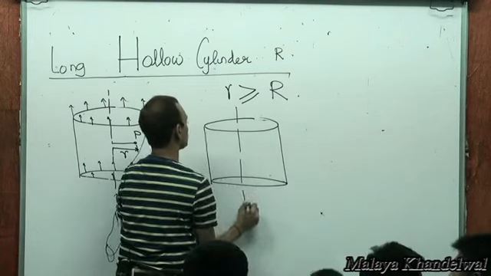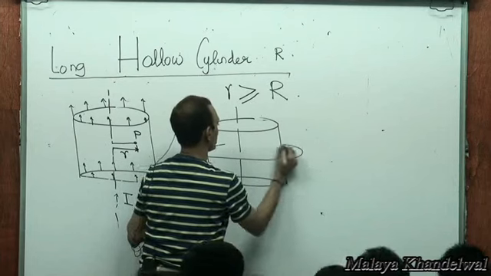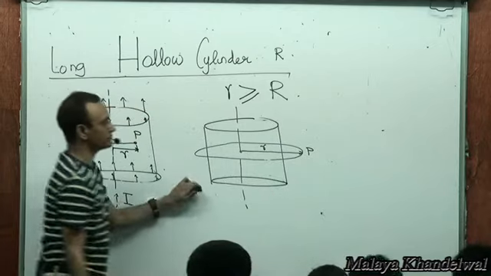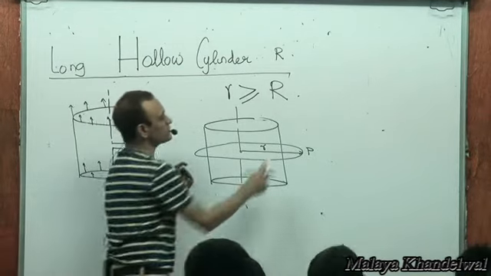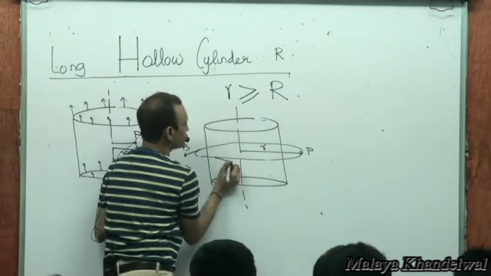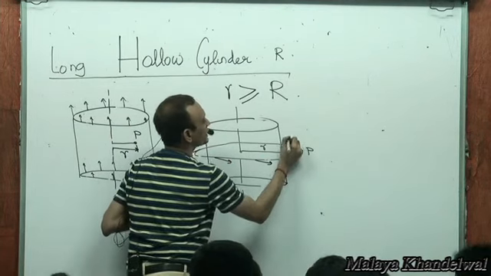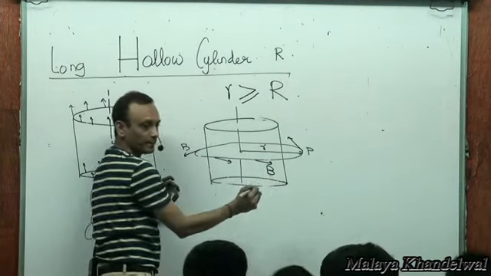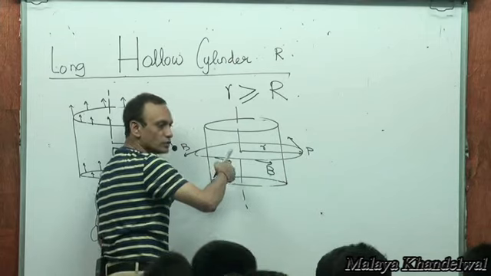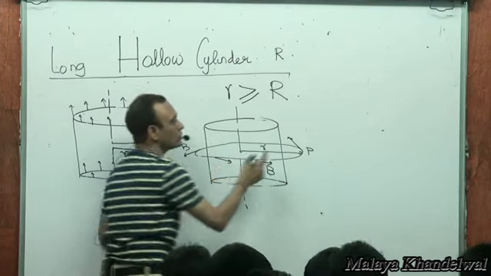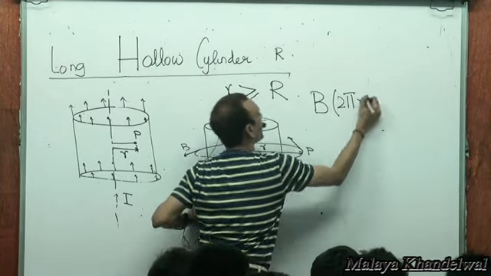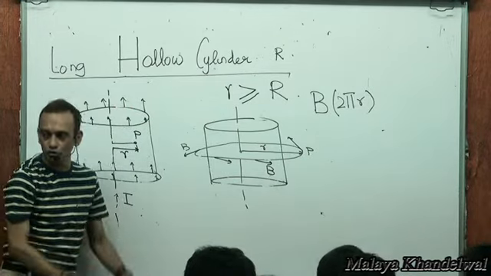This is the axis, and I select a point P outside the cylinder, right? Again from symmetry, B would be the same at every point and would be along the tangent to the Amperian loop that I've selected. So the integral of B dot dl is going to be B times dl. B will come out. The integral of dl will be the circumference of this loop. So the line integral for this loop is B into 2 pi r.